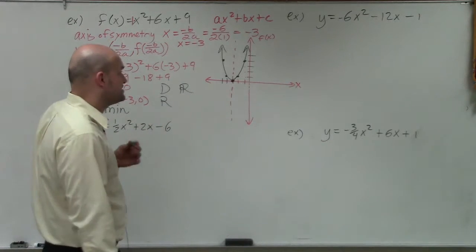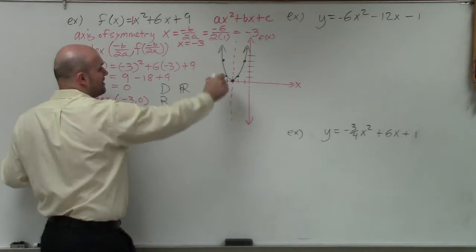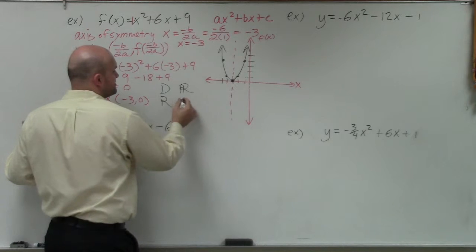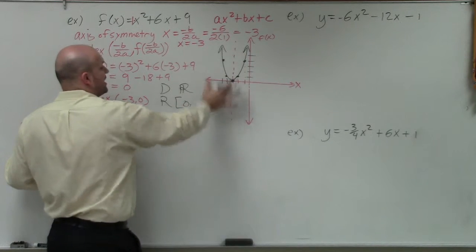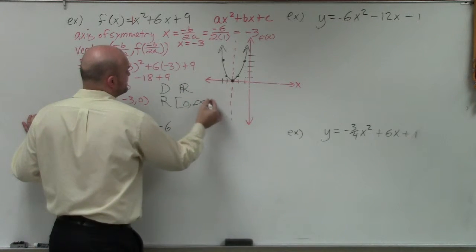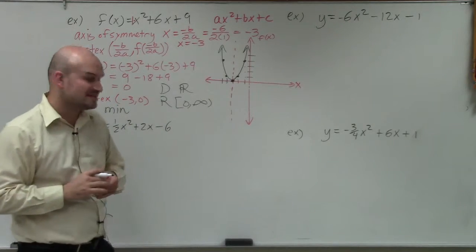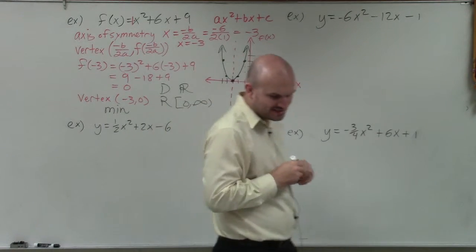And the range is going to be the set of all y values. So the lowest y coordinate that I have is going to be 0, which is included. And then it's going to go up to infinity. Infinity is never included, so we're going to use a parenthesis. All right, so now let's get on to the next one.